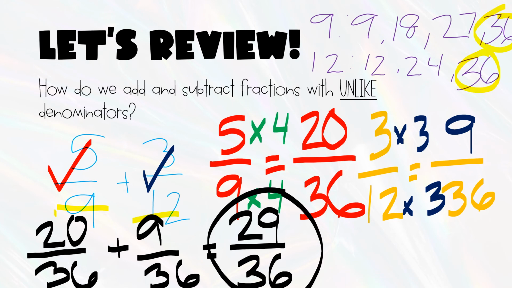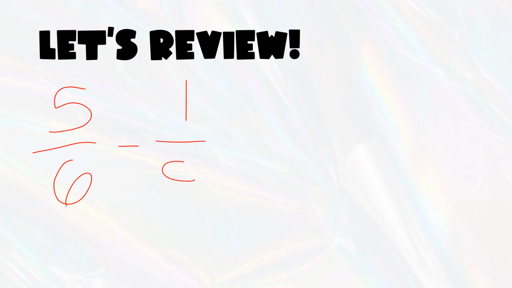We're going to try one more example with subtraction. Okay, so we did an adding problem. Let's do a subtracting problem. So we have 5/6 minus 1/8. Again, we need to find our least common multiple of each number so that we can make our equivalent fractions.